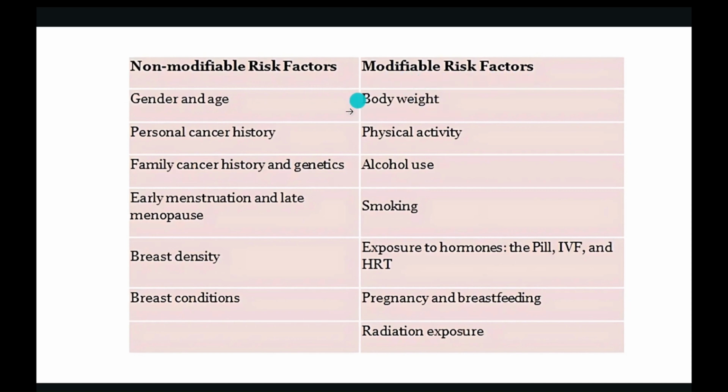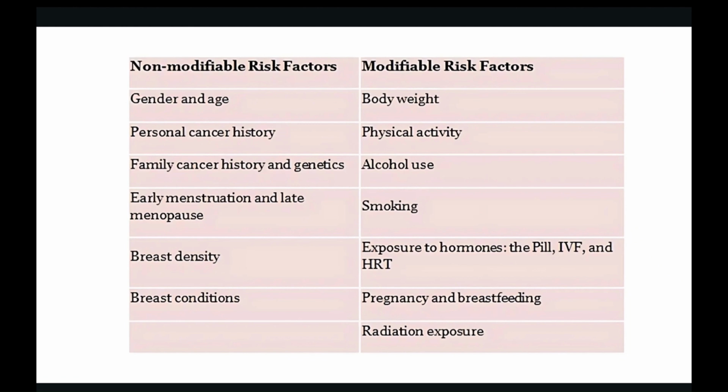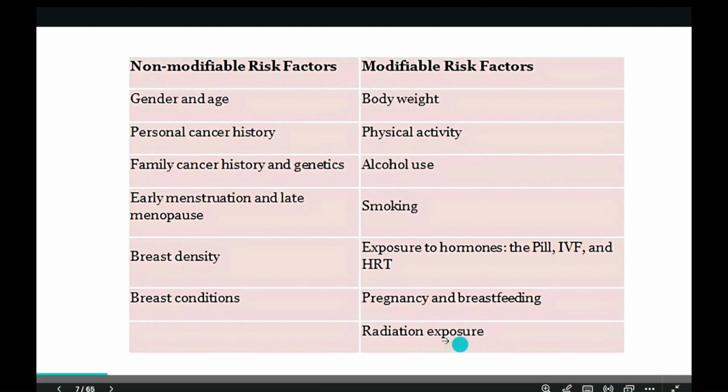Modifiable risk factors like body weight, physical activity, alcohol use, smoking, exposure to hormones like taking contraceptive pills or in vitro fertilization and hormonal replacement therapy. Pregnancy and breastfeeding are also considered protective because they will make the breast tissue exposed to progesterone early during the reproductive life. So if the patient gets the first child while she is younger than 30 years old, it will be protective. And also the radiation exposure will increase the risk of malignancy.